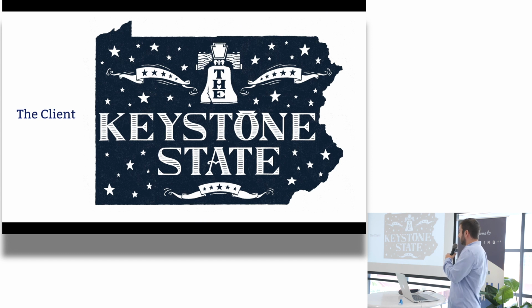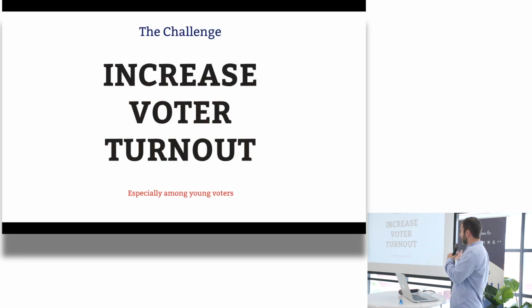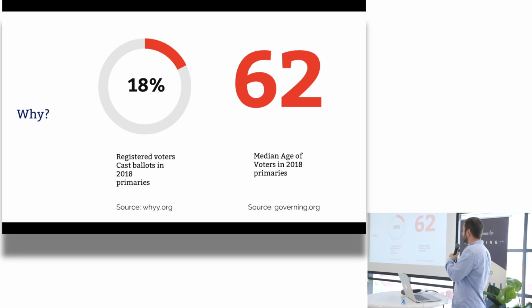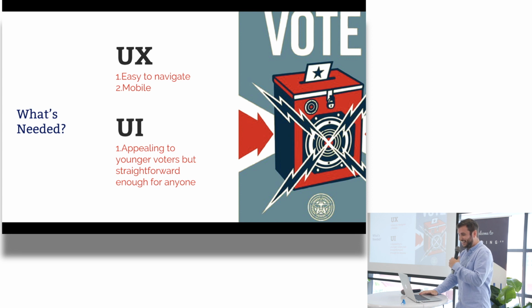My client is Pennsylvania because that's where I'm from, and their voter turnout is horrendous, so they want to increase it, and that's the main challenge I'm going to tackle, especially with young voters, because it seems that older people are a little more active in the political system. So why? 18% of registered voters in Pennsylvania cast ballots in the 2018 primaries. It's really bad. Why aren't people doing this? And the median age of voters is 62. So it's a lot of old people.